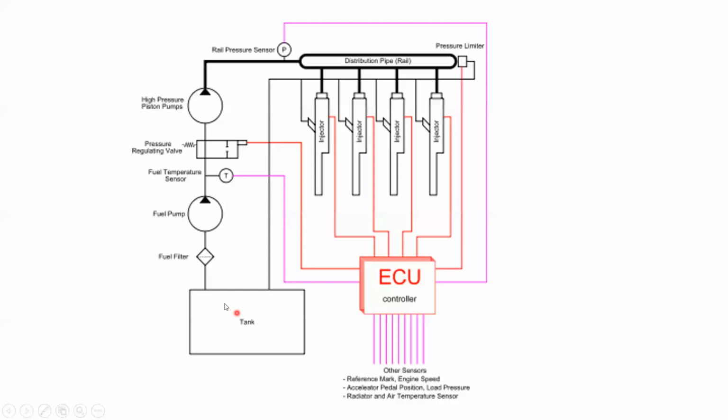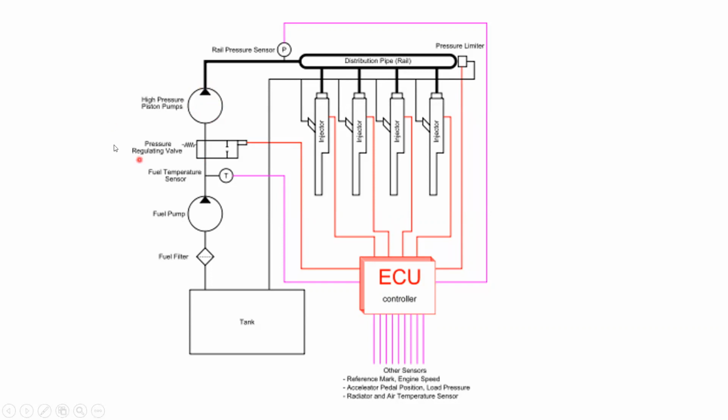Then from the fuel tank, fuel is pushed through the fuel filter by a feed pump. This is a fuel feed pump, right? The fuel feed pump goes through a pressure regulating valve. This is an electronic pressure controlling module that controls the fuel pressure, then sends it to a high pressure pump. This is a mechanical pump.